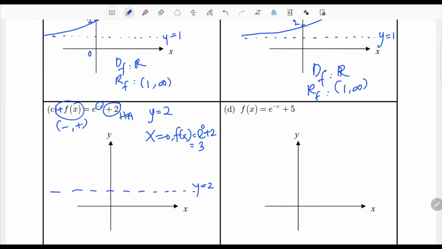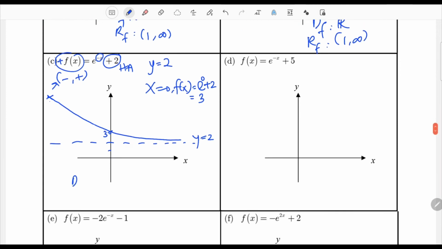So this is 2, 1, 2, 3. So remember, negative, positive in the second quadrant. So the graph will be something like this. So this is your 2. No, this is your 3. Okay, so this is your point, negative, positive. So domain of f will be real number, range of f will be from 2 to infinity. Okay, can you follow?